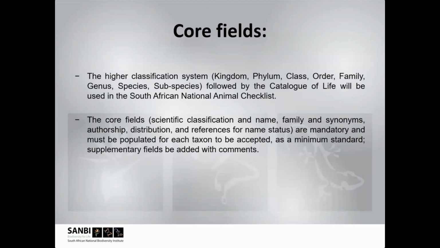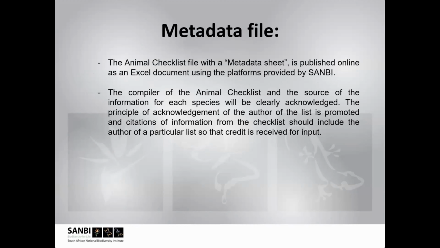For the taxonomic backbone, we are following the Catalogue of Life classification, which gives the preferred scientific classification for each species. These core fields are mandatory and must be populated for each taxon to be accepted. The metadata file is also included in the original checklist to indicate and keep track of the people who contributed to the checklist, especially the taxon experts who maintain full ownership of the data, so that they can be acknowledged accordingly.